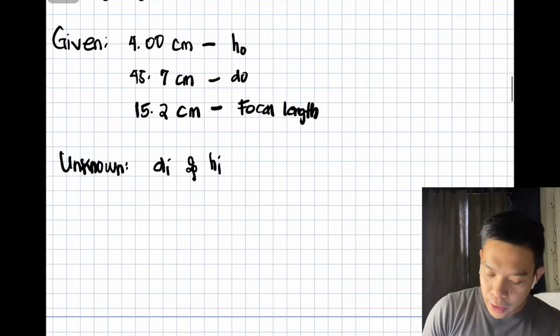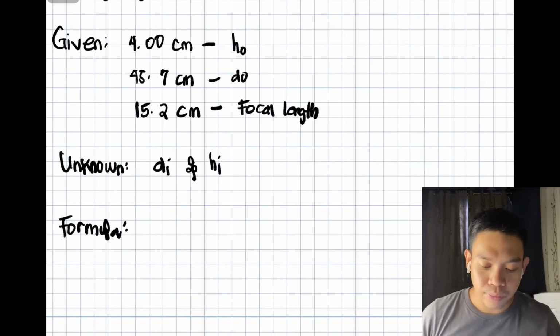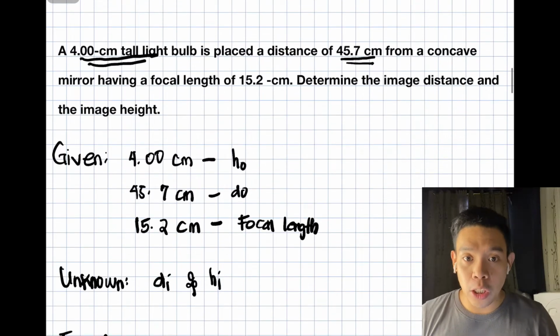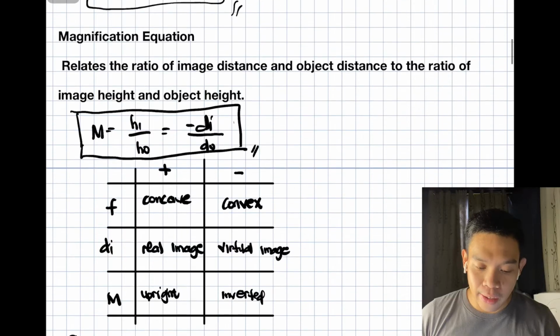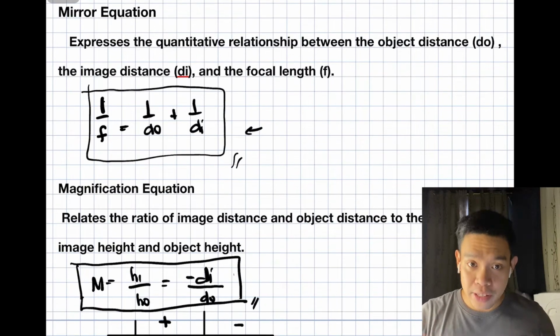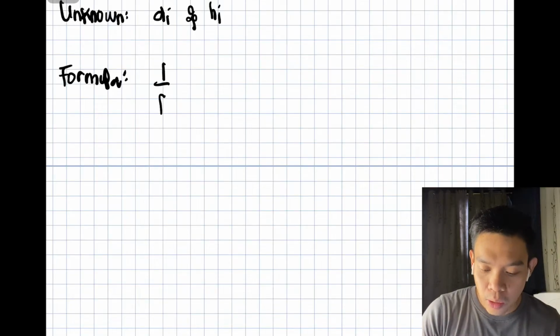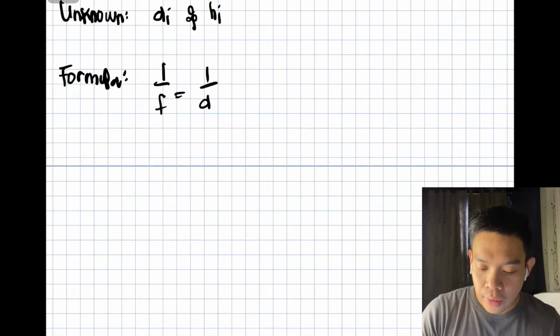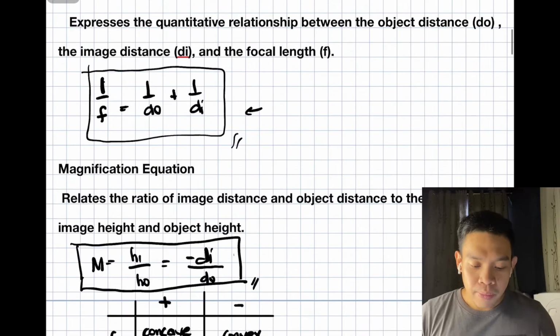And let's start with identifying the formula that we will use. In order for us to arrive at a particular formula, we need to substitute the given values into the mirror equation, particularly then plug in the given values in our problem. So 1 over f is equal to 1 over dO plus 1 over dI. So this is our mirror equation.